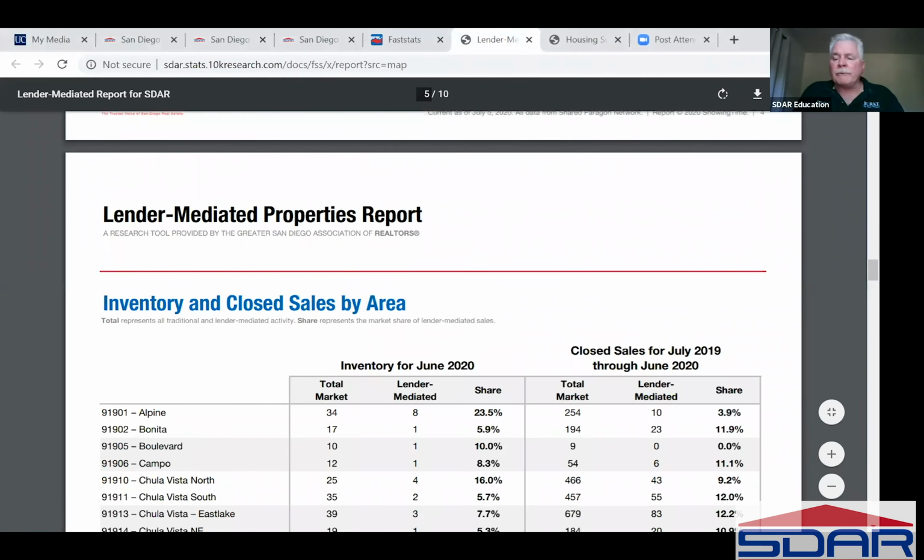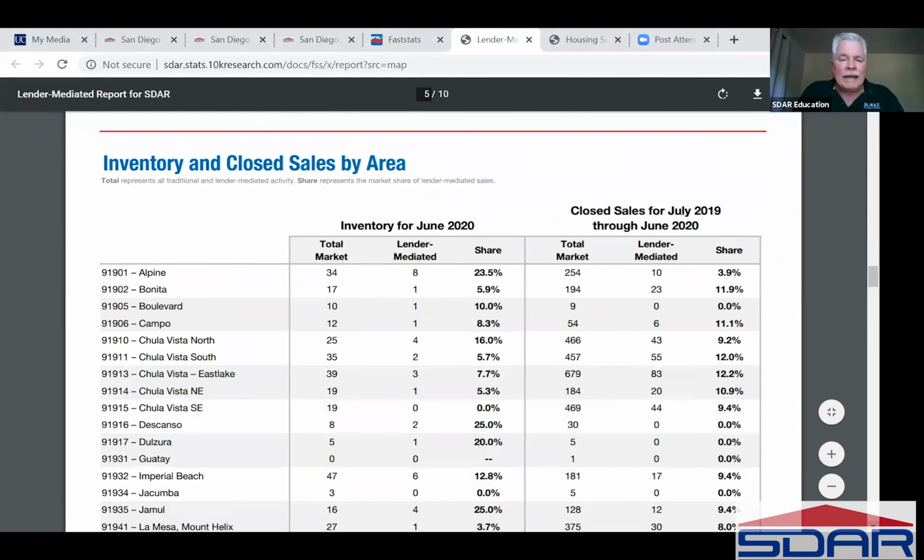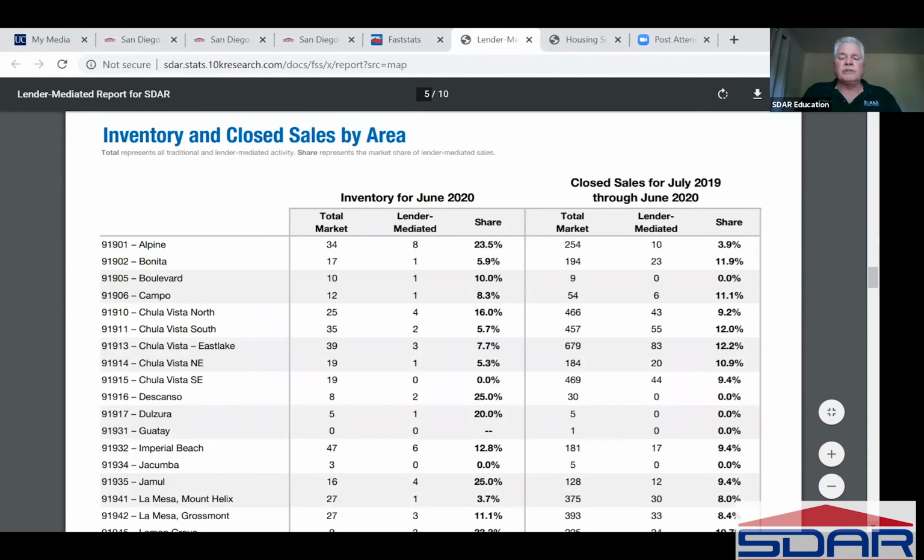I do want to get back and show you again how to do the personal page. Here's my property report. Again, this is my data, inventory, and closed sales by area. So if you're living in Chula Vista, here you've got your Chula Vista zip codes, total on the market. This is the total number of inventory. Here, this is the total number of lender mediated inventory. Look at this, Chula Vista with nothing there. And then here are my statistics on whether it's up or down.